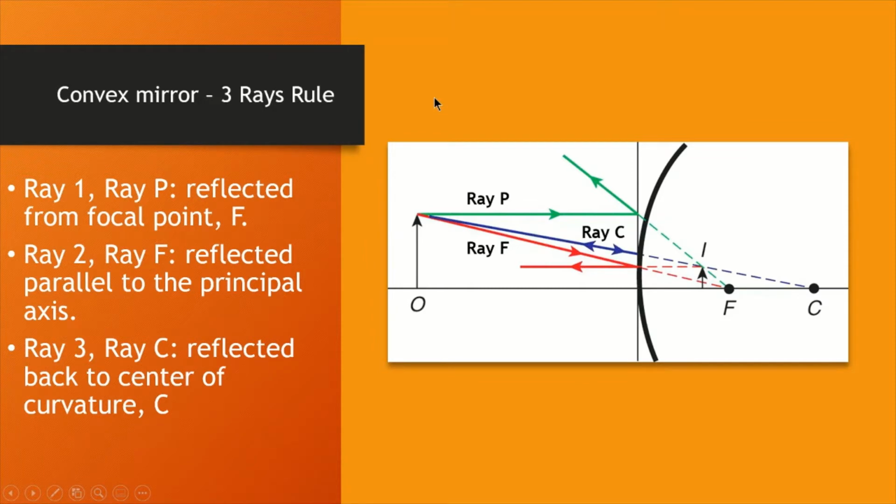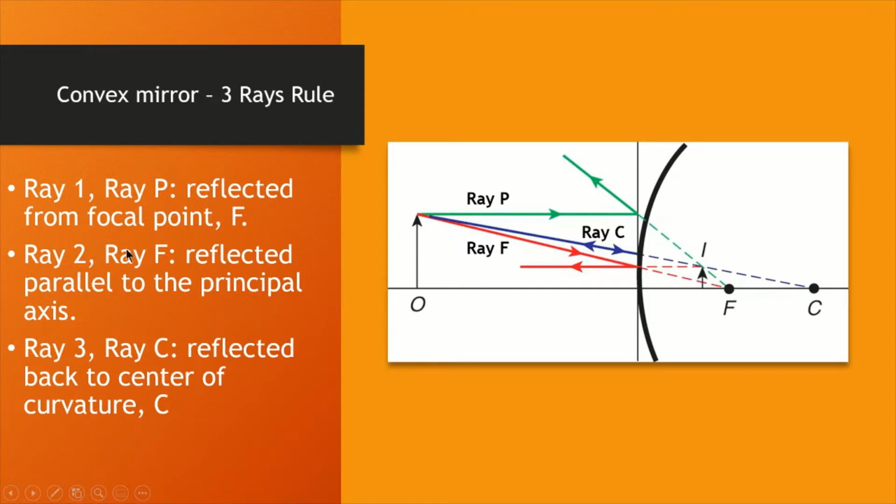Now, to draw the image of a convex mirror, we need to learn the ray diagram. There are three rays rule that we need to know before we can draw the image. Ray number one, which I prefer to call ray P, similar to concave mirror last time. Ray P, because it's parallel to the principal axis. So ray P will be reflected from F, the focal point.